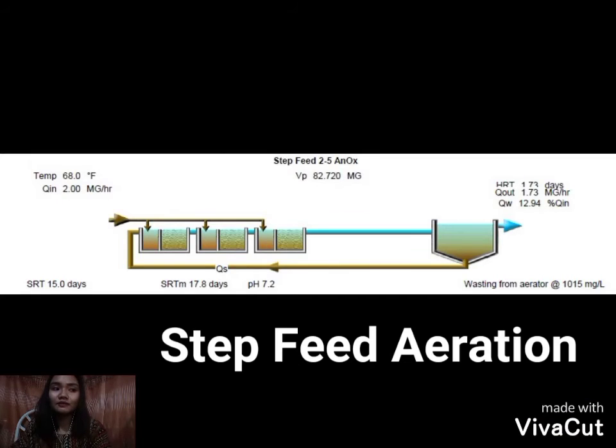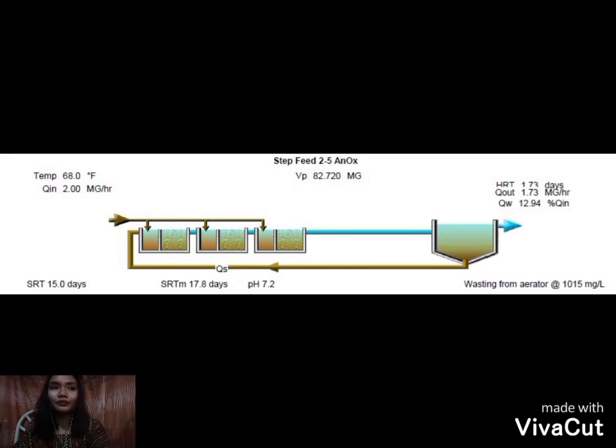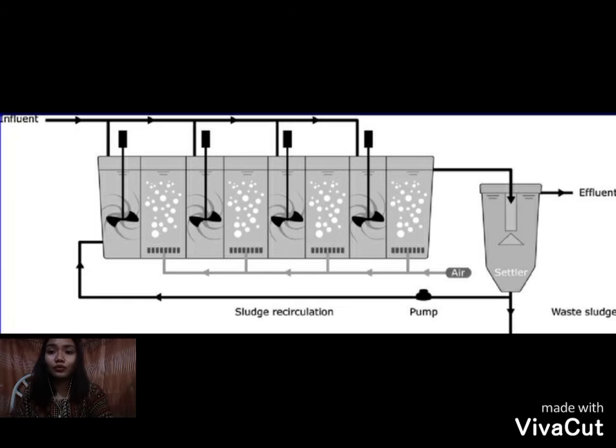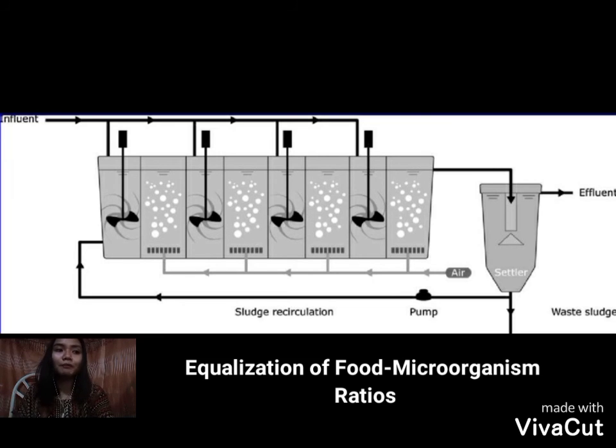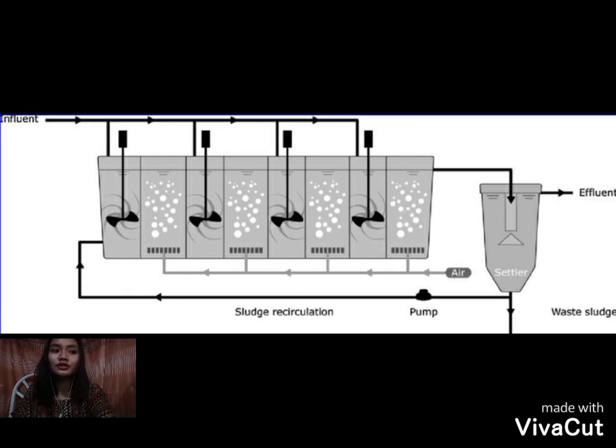Next, we also have the process of step feed aeration. It is a modification of conventional plug flow, in which the settled wastewater is introduced at several points in the aeration tank to equalize the food to organism ratio. So if in conventional plug flow the air application is uniform throughout the tank, here in step feed aeration, it is introduced at several points in the aeration tank, but with the goal to equalize the food to microorganism ratio. And also, the flexibility of its operation is one of the important features of this process.